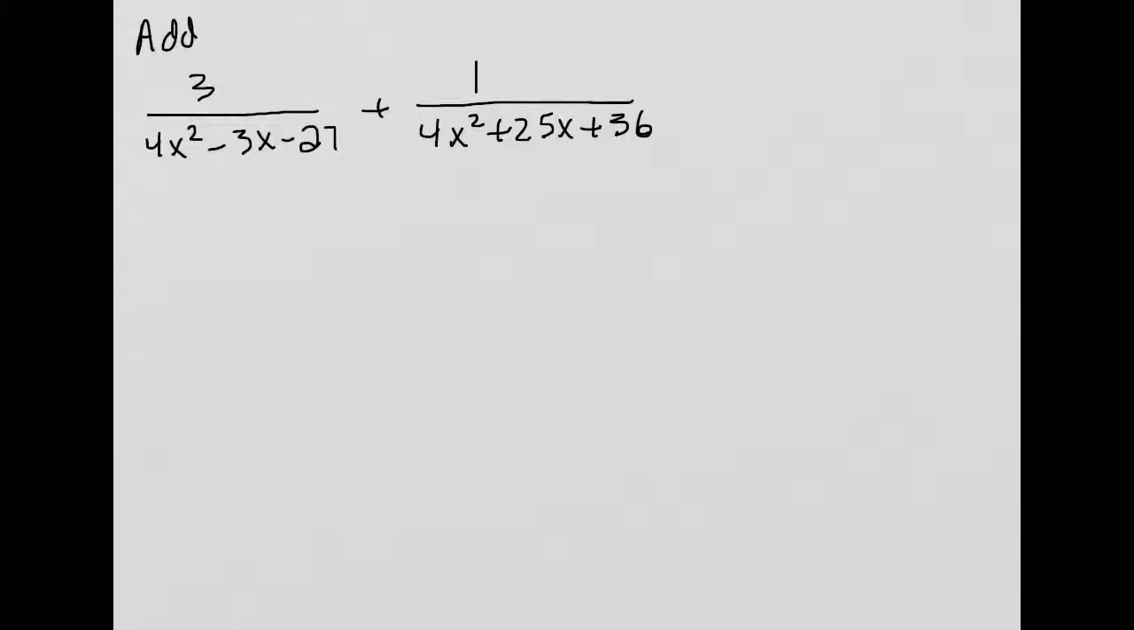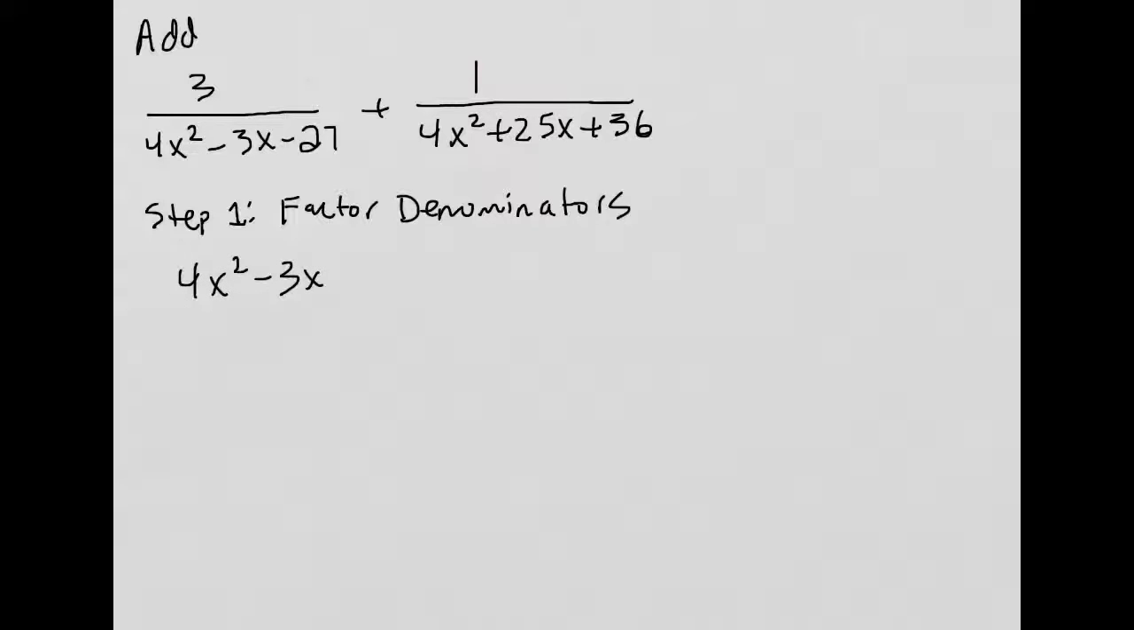So our first step here is we got to figure out what our denominators are made out of. And what I'm talking about is what factors make up our denominators. So our first step is we are going to factor those denominators. Now, if you don't remember how to factor trinomials like 4x squared minus 3x minus 27, I would encourage you to go back and watch the video about factoring and then come back to this video.